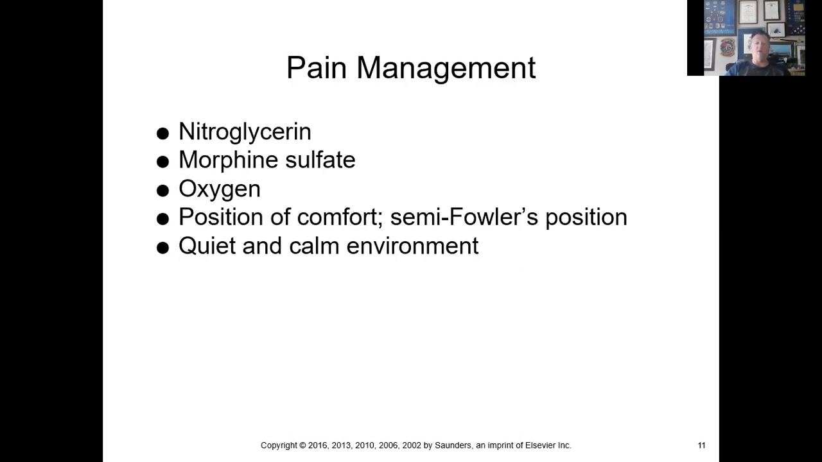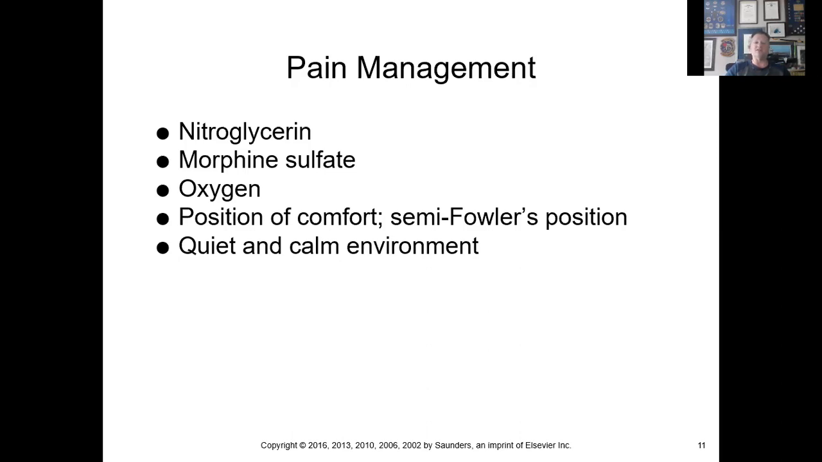So MONA, oxygen. Get them on O2 right away. Their body's craving oxygen. Put them on as high an amount as is appropriate, because you want them saturated as heavily as you possibly can, because their heart is starving for oxygen. Nitroglycerin, beautiful drug, easy to titrate.